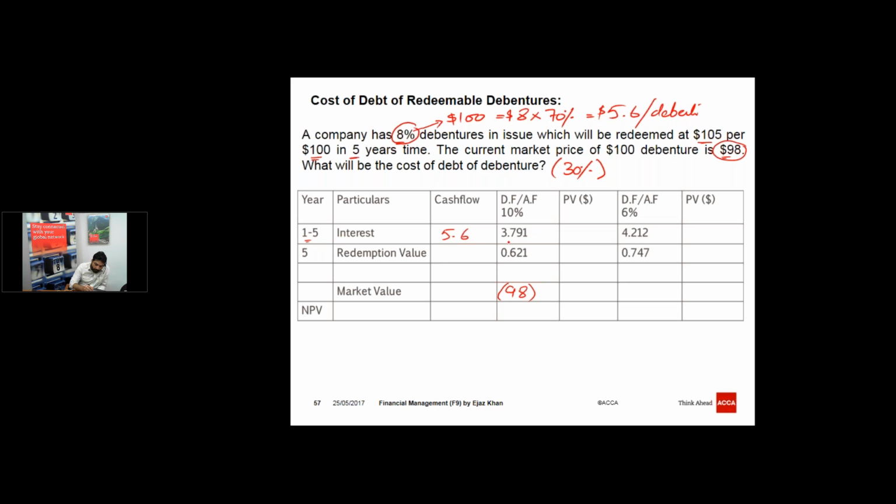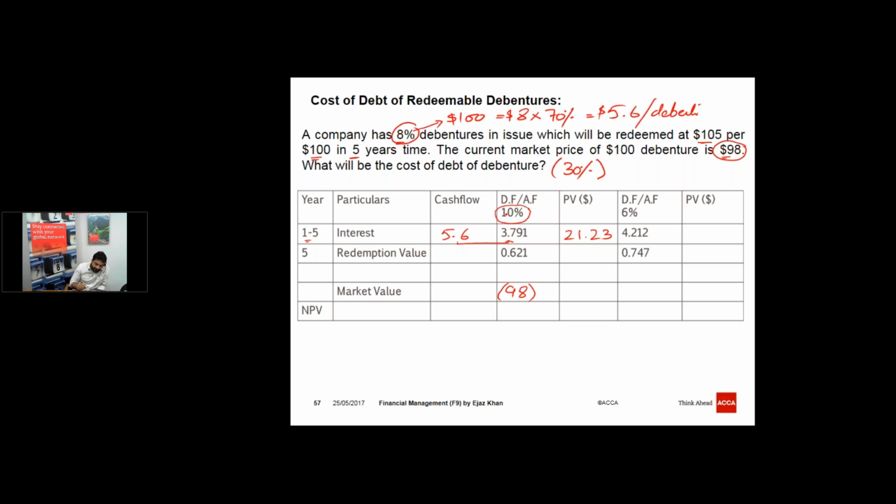So what we have to do is we have assumed a discount rate of 10%. So 5.6 into 3.791, can anybody multiply it for me? It's 21.23, thank you. So the total present value of the interest amount that he is going to get during 5 years will be 21.23 at a 10% discount rate.